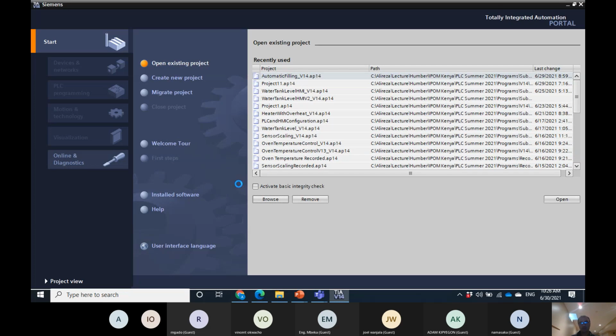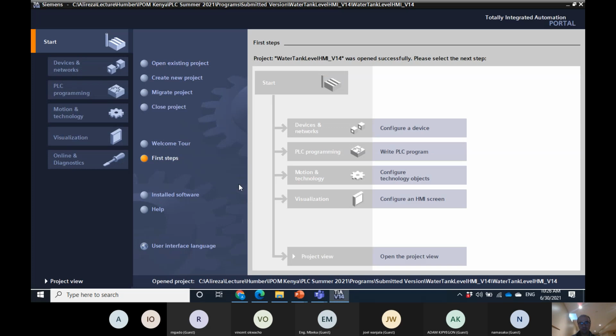It takes a few seconds to open that. Okay, completely. As I mentioned, the TIA portal has two views, the project view and portal view. This is the portal view of that. This is called portal view.